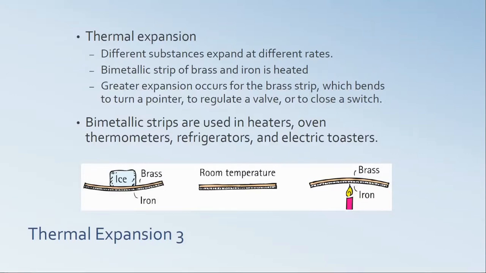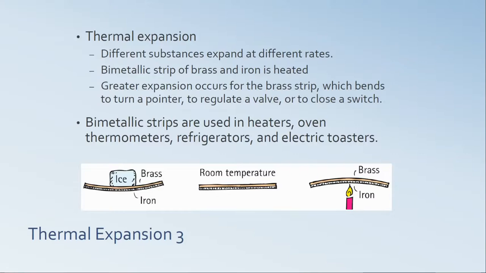And at room temperature, if you look at the middle of the picture, they're both perfectly straight. They are at the same length. But let's say we start cooling our strip. And as we cool our strip, the brass contracts faster than the iron. And now we see that the strip is curved. And the same thing happens if we heat the strip. The brass expands more than the iron, and now it curves the other way.